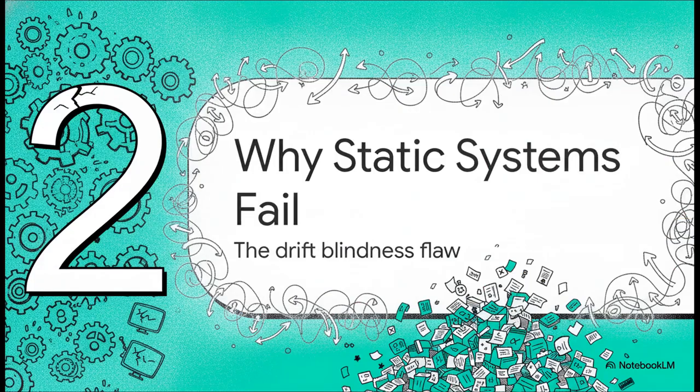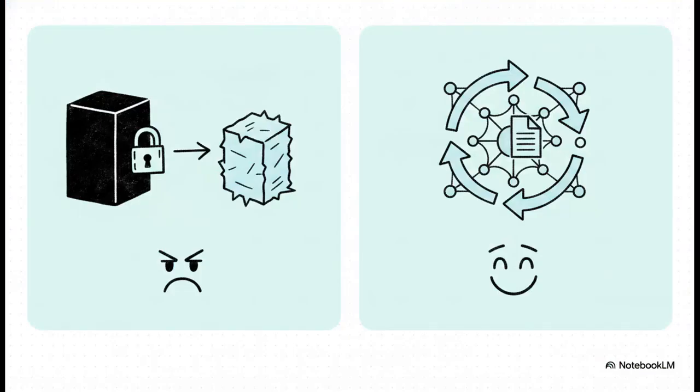Section 2, why static systems fail. The drift blindness flaw. So you might be wondering, why are our current tools letting us down so badly? Well, let's contrast the old way with the new way. Paradigm A treats reading like a one-off task. You give the system your interests, it turns them into this opaque black box embedding, and it just spits out a static ranking. And if you want it to change, you usually have to provide some high-effort, explicit feedback.